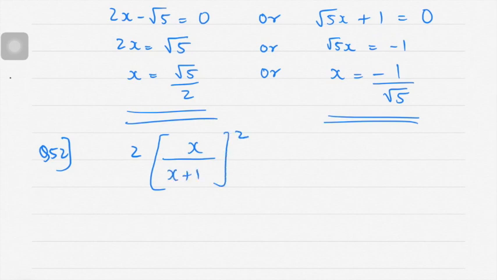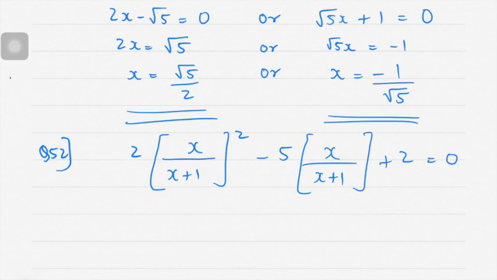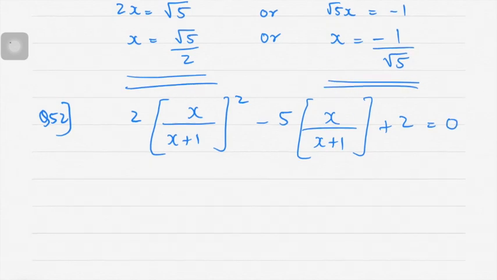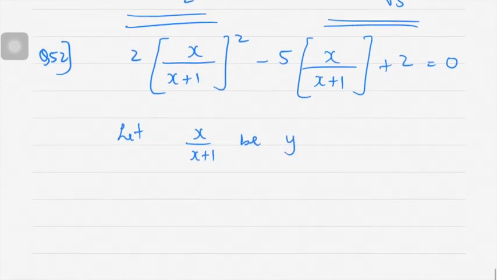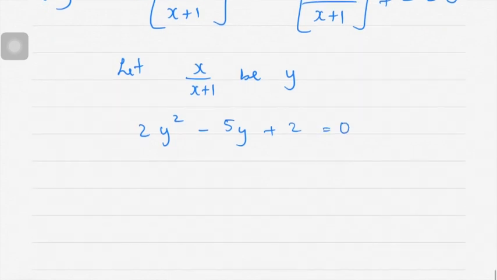Solve 2 in the bracket x upon x plus 1 the whole square minus 5 x upon x plus 1 plus 2 is equal to 0. Again the bracket is same. Okay, so let x upon x plus 1 be y. Then 2y square minus 5y plus 2 is equal to 0.